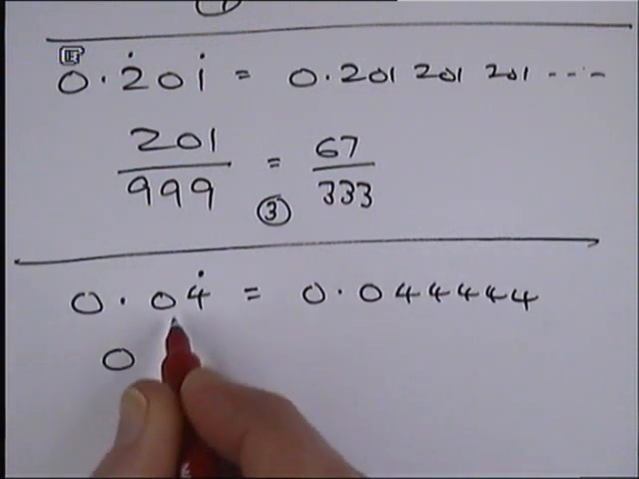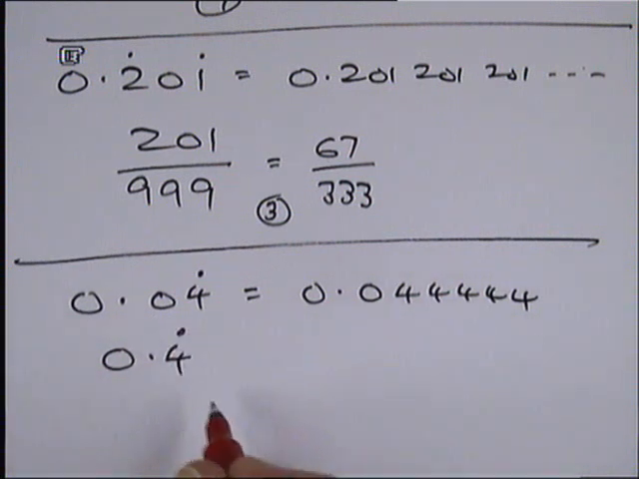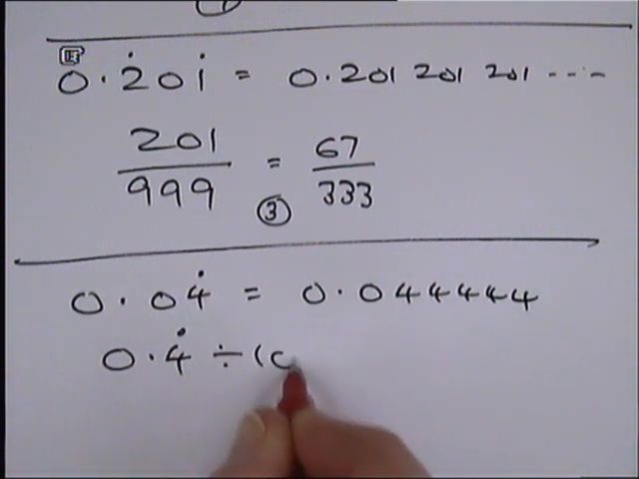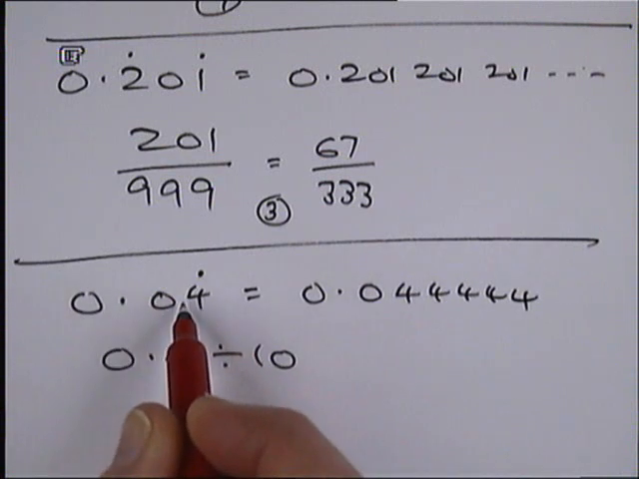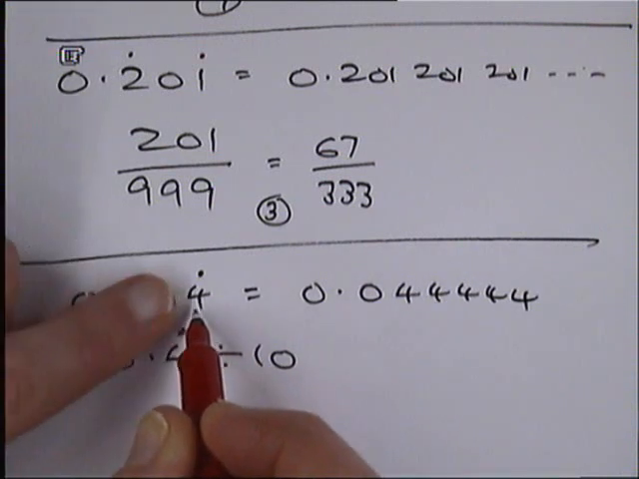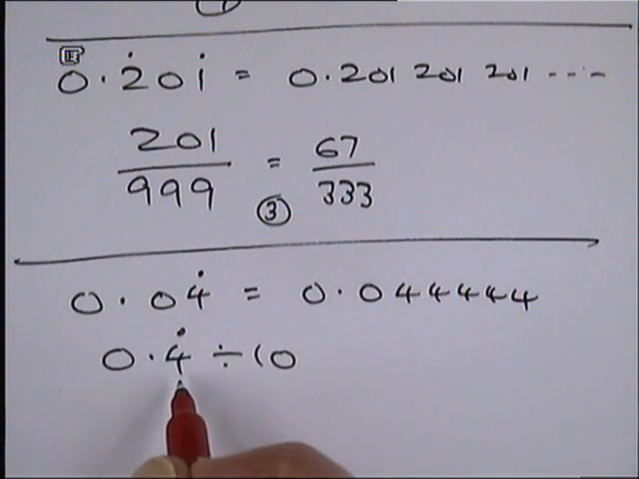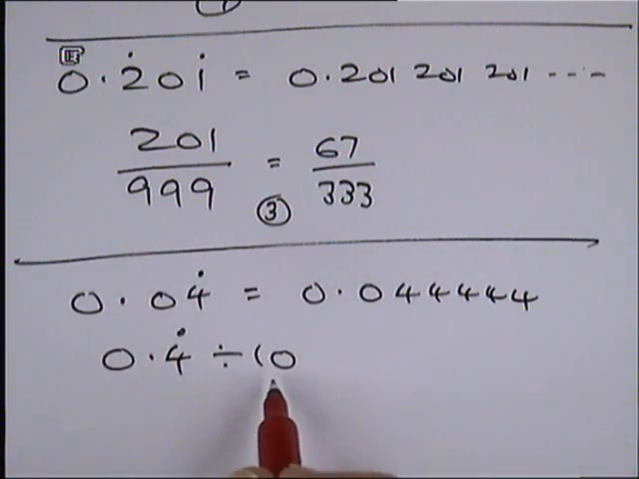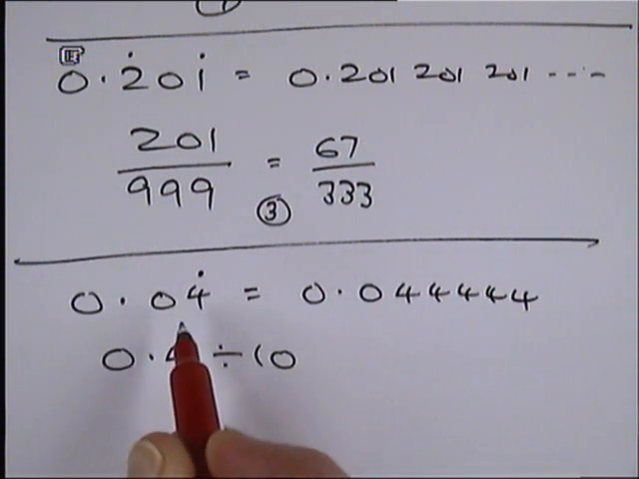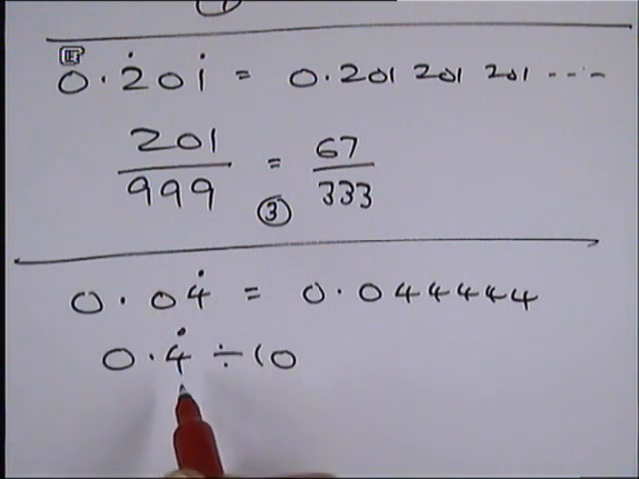0.04 recurring, that's the same as 0.4 recurring divided by 10. So if I move this decimal point here to make this number 0.4, well, this number here is bigger than that one, so I've got to divide it by 10. So 0.04 recurring is 0.4 recurring divided by 10.